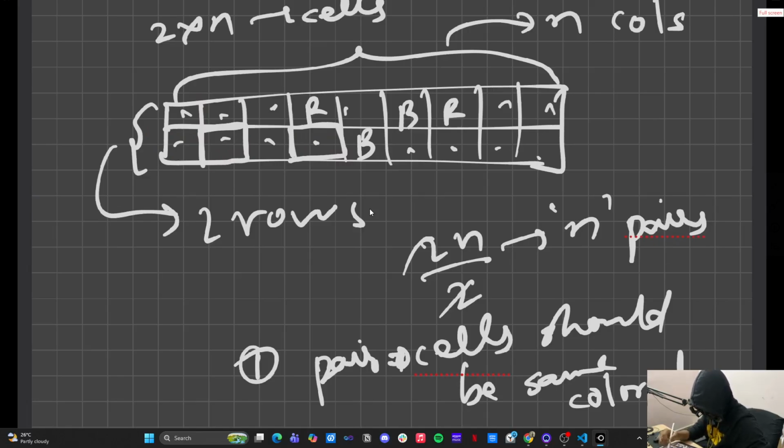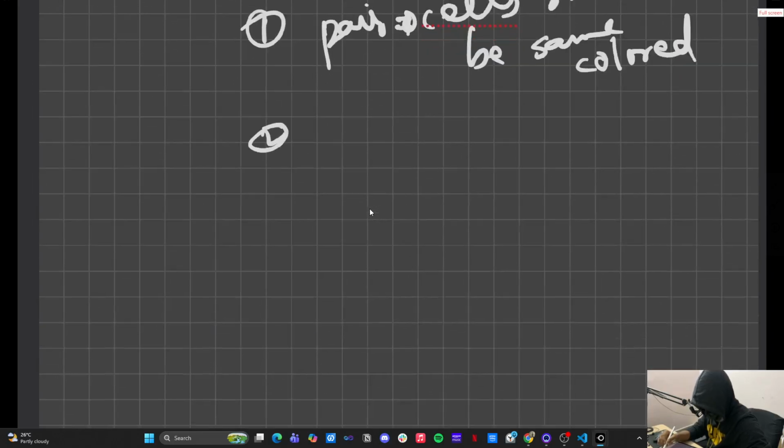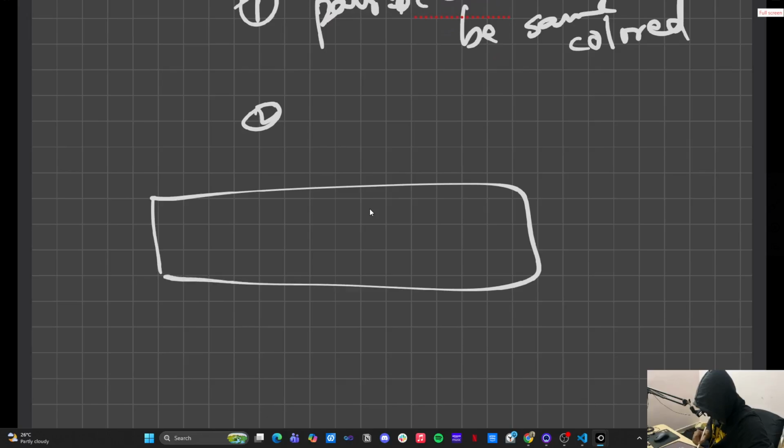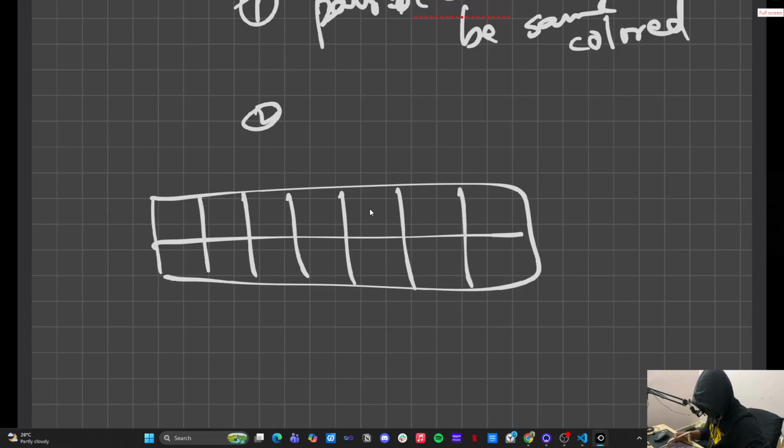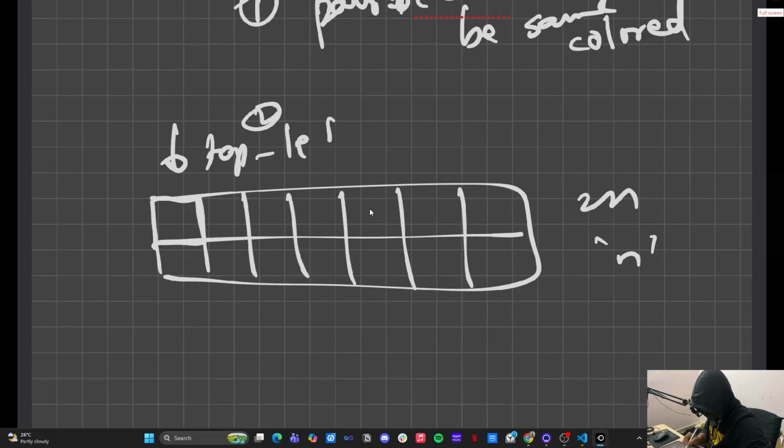Whatever cells they give, there are 2n cells and we need to make n pairs, so obviously this cell has to be paired with someone. I'll start from the top left. There are 2 possibilities: I can pair this cell with this cell or with this cell.